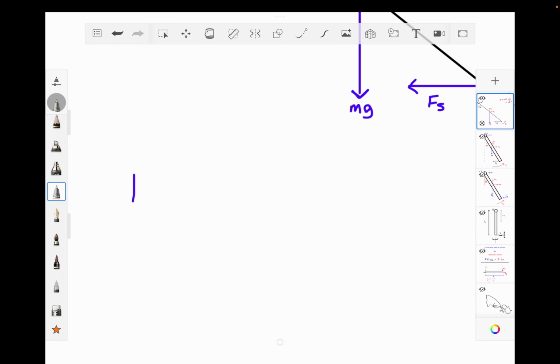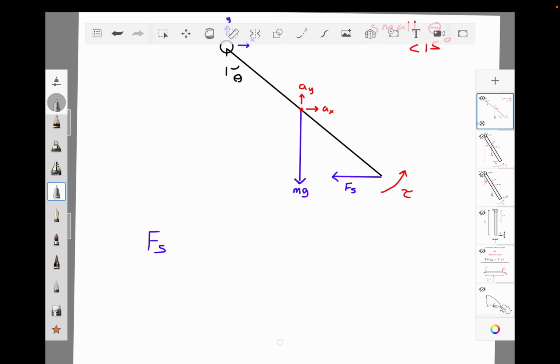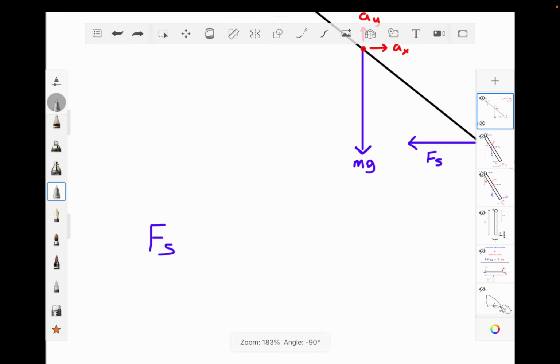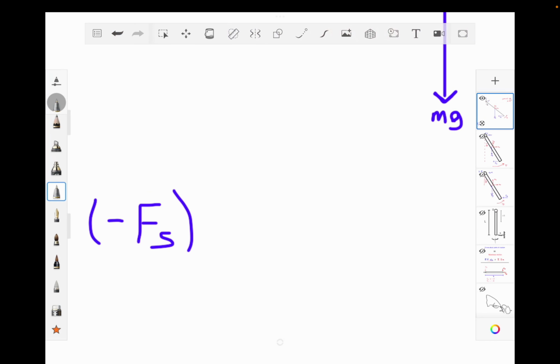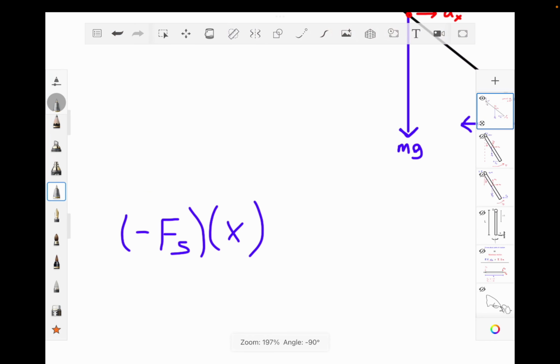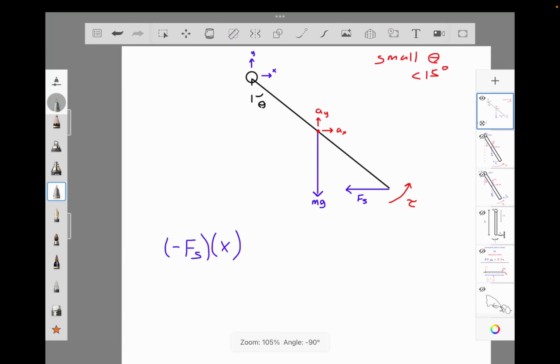It's going to be Fs. And then this force is going to try to push the rod this way, so clockwise, so it's going to be negative. Times x, how much the spring is compressed. And then times the distance from the point of rotation perpendicular.